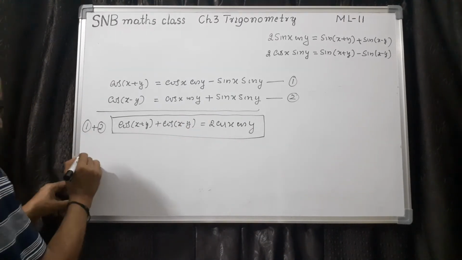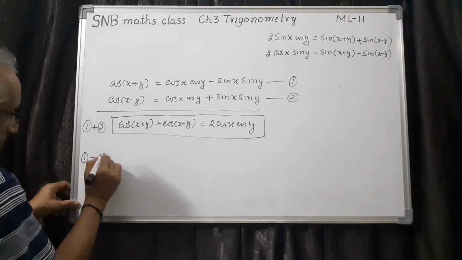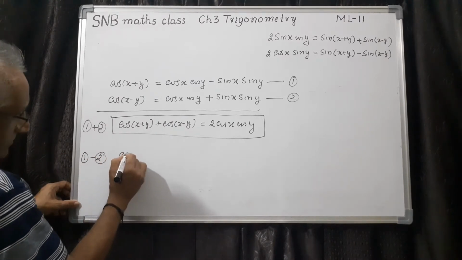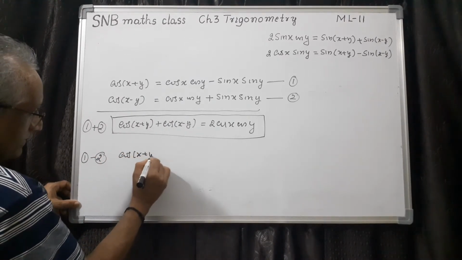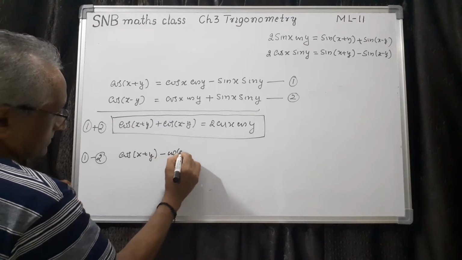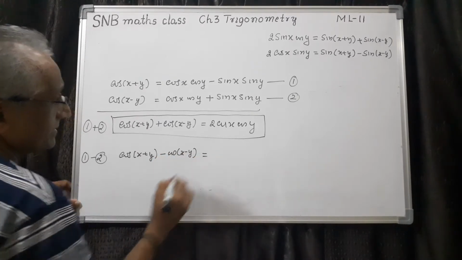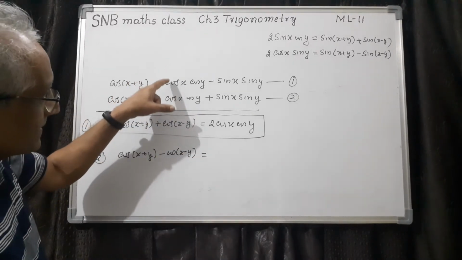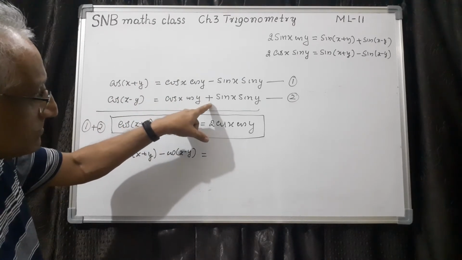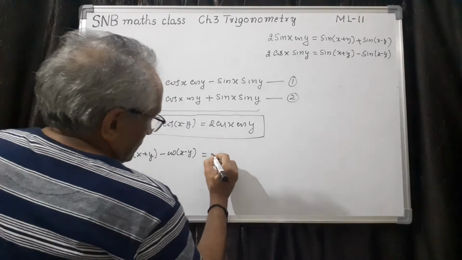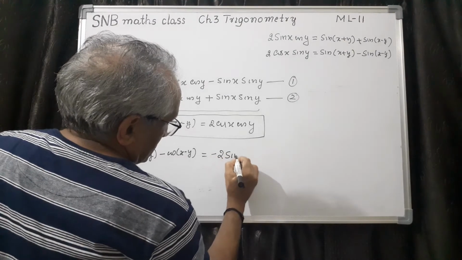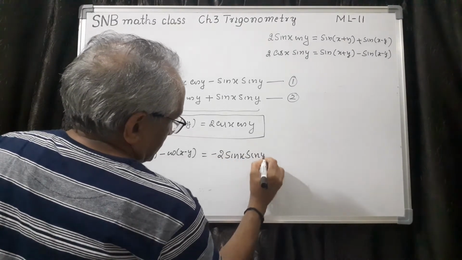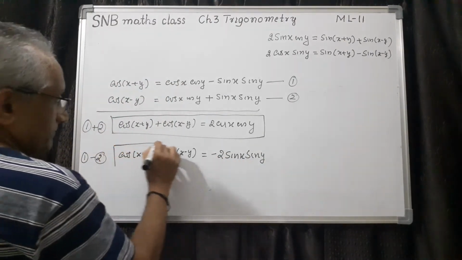Then as before, if you take 1 minus 2, what happens is here cos of x plus y minus cos of x minus y. But here you should be careful. This cancels, but this becomes minus. So it is minus 2 sin x sin y. So this is the formula.